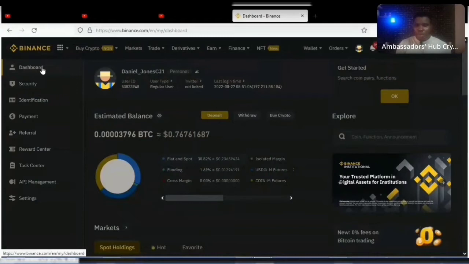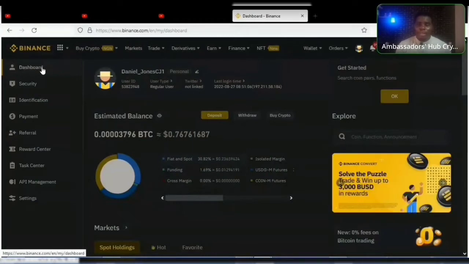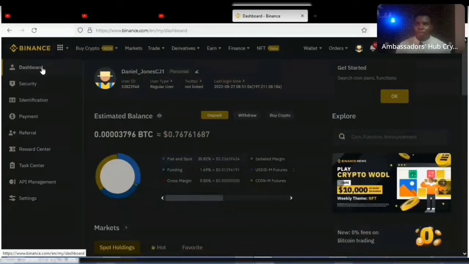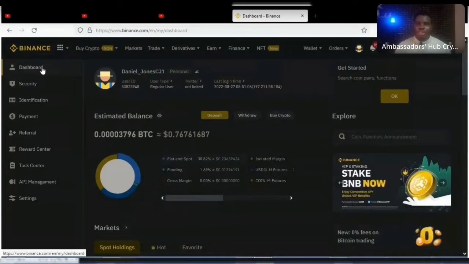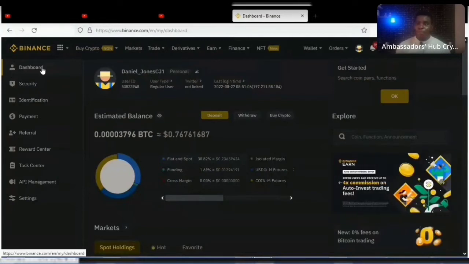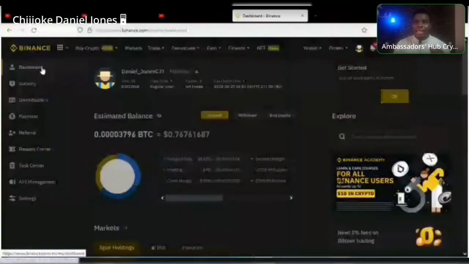I don't want to go over how to set up your Binance account. If you've not done that, then you might need to visit my YouTube page. I already have a video on how to operate Binance, right? You might want to check that video, and then you're going to see how you can set up your Binance account to be fully operational. But right now let's just go straight into how to buy and sell.